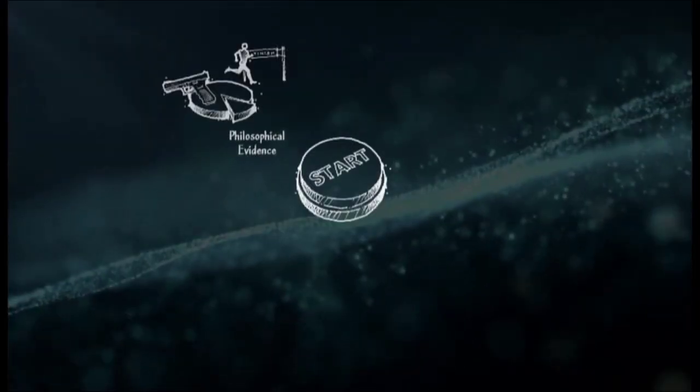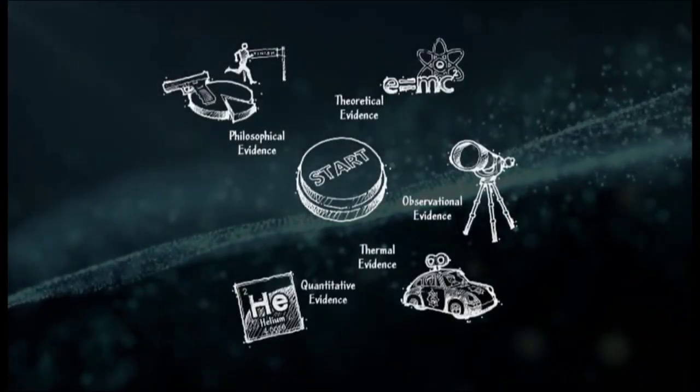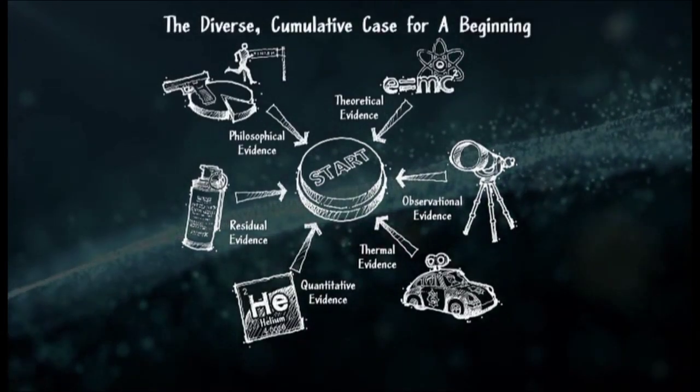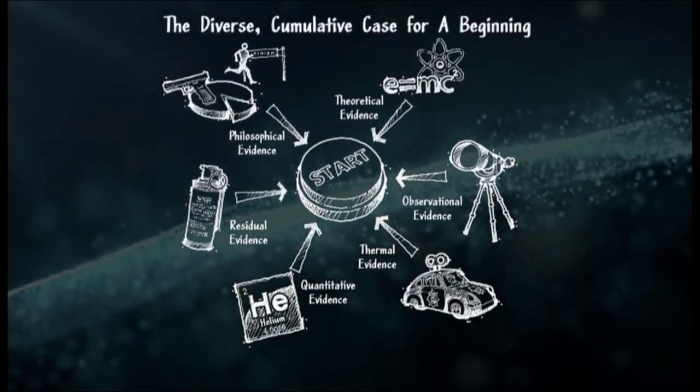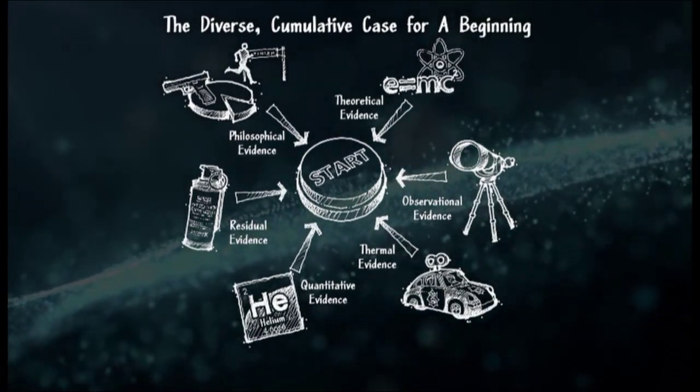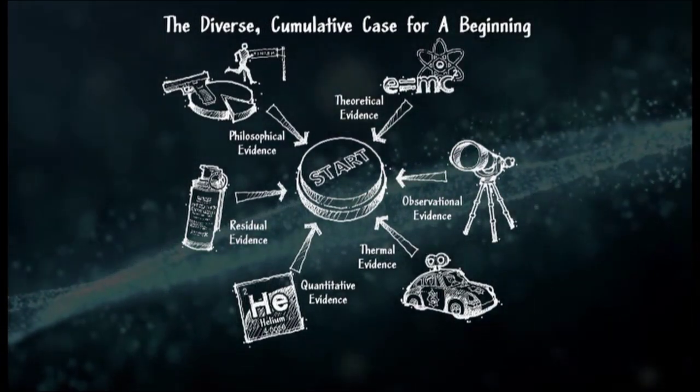Now, here's a diagram that actually shows you how all of these pieces of evidence point to the same conclusion. Whether it's philosophical evidence, mathematical evidence, scientific evidence, they all point to a beginning of space, time, and matter, and therein lies the problem. How do we explain that?